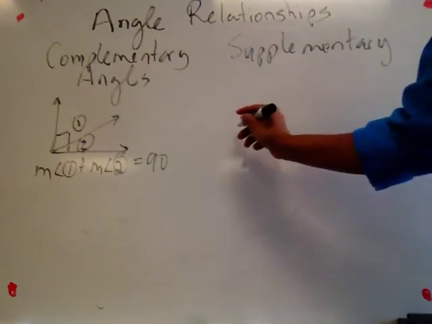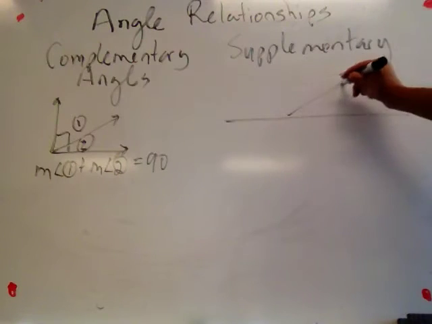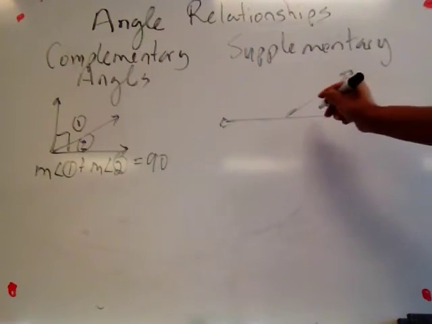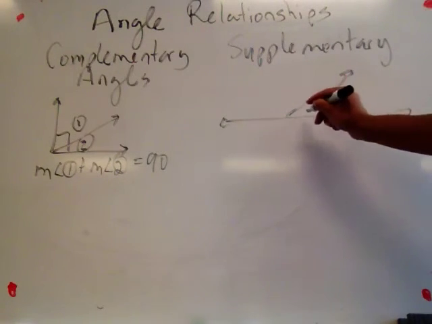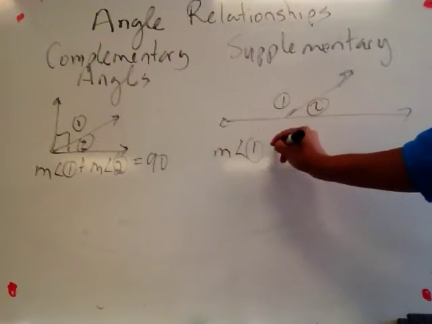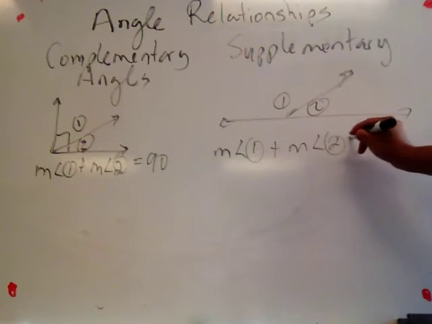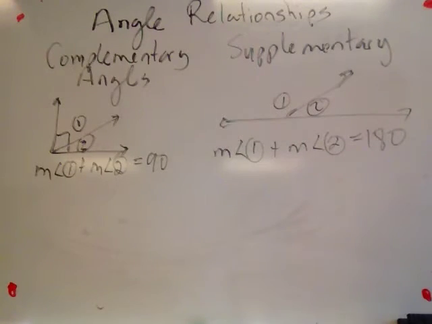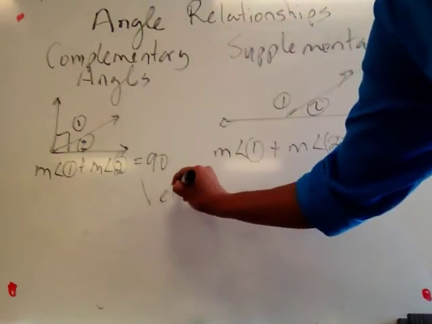Supplementary angles add up to 180 degrees. So now I have a straight line, which I know that the straight angle is 180. I have angle 1, I have angle 2. So the measure of angle 1 plus the measure of angle 2 equals 180. And finally, we have vertical angles.